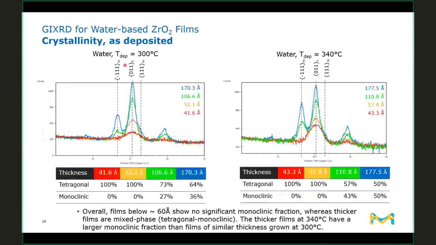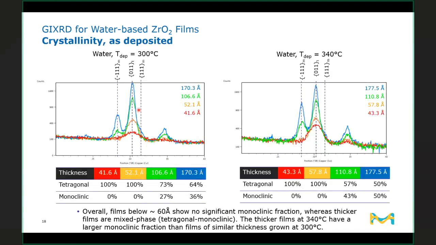And then this is the crystallinity as deposited for water at two different temperatures. So in this case, what we're looking at is films that were between about 4 nanometers and 17, 18 nanometers thick. And this was done, again, with water as the reactant at 300 degrees or 340 degrees. And we observed similar patterns. So in this case, the thinnest films tend to actually be predominantly tetragonal, meaning that they don't have a peak off to the side here or a peak off to the side here. There's just one peak in the middle. So that's encouraging, because those are the phases that could be interesting for ferroelectric or anti-ferroelectric behavior.